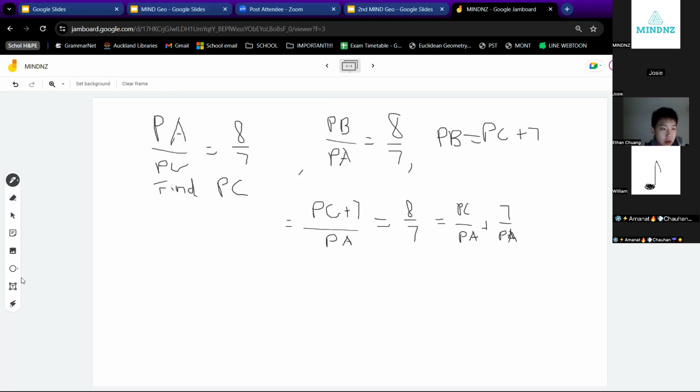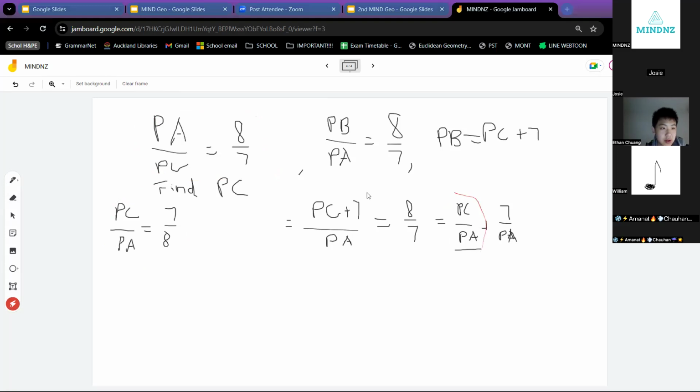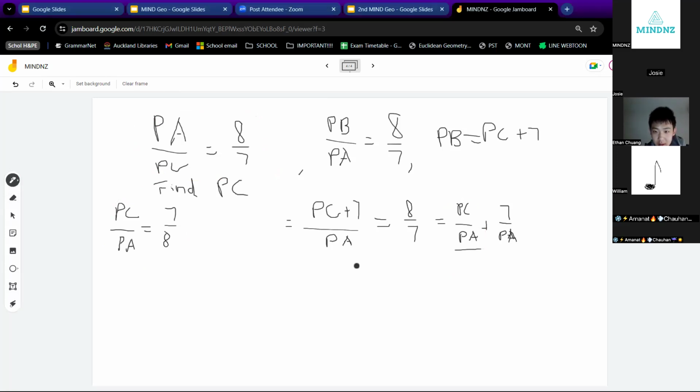But then we know that PC over PA is equal to 7 over 8 from this. So we can flip this around. So we get PC over PA equals 7 over 8, right? So we can sub this into this. So then we get 8 over 7 equals 7 over 8 plus 7 over PA.